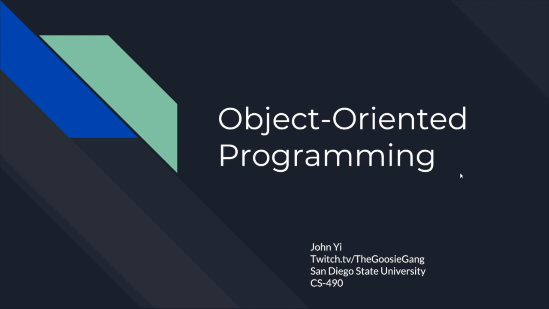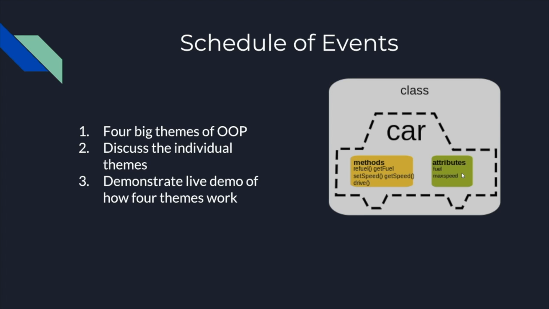So let's get started. First off, I want to discuss what the four big themes of OOP, or object-oriented programming, are, how they work, and what they do. And then lastly, I'm going to do a live demo within BlueJ to talk about how these four are actually implemented and what they look like.